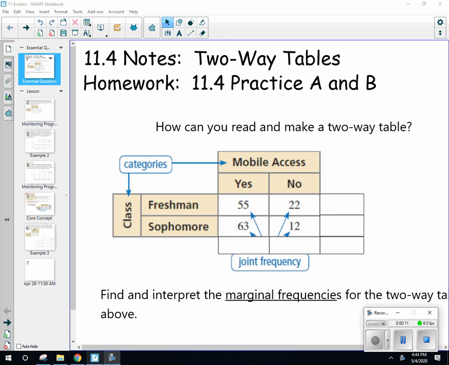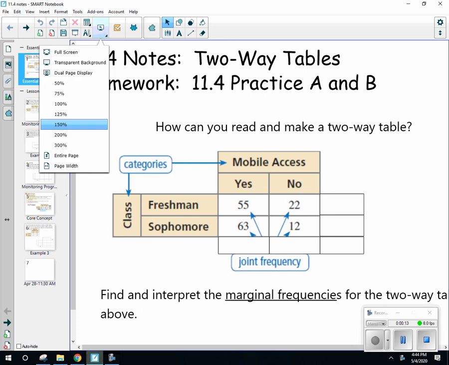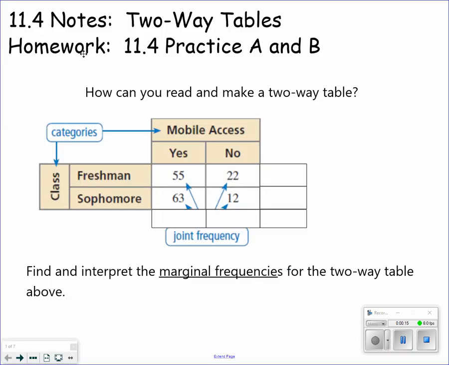But how can you read and make a two-way table? Basically, if you have two pieces of information, in this case, you have classes on the left-hand side. So these are categories, freshmen and sophomores, and then mobile access, yes or no. So now a freshman who said yes to mobile access or a freshman who said no. These are considered joint frequencies. Now the marginal frequencies would be when you actually add up the columns and add up the rows.